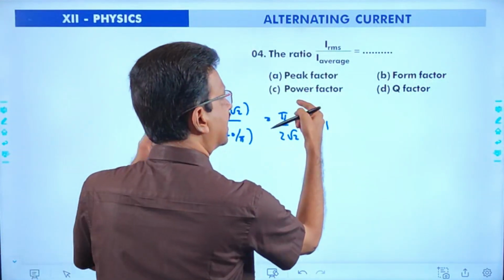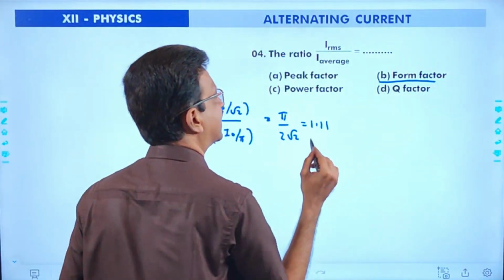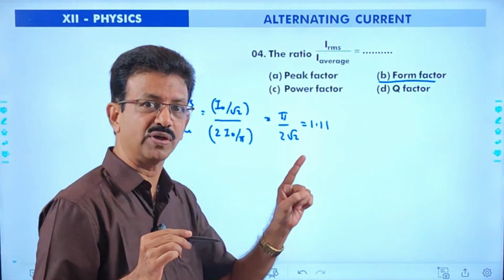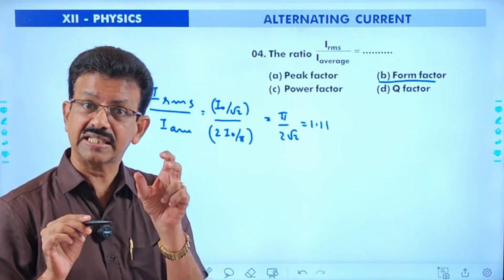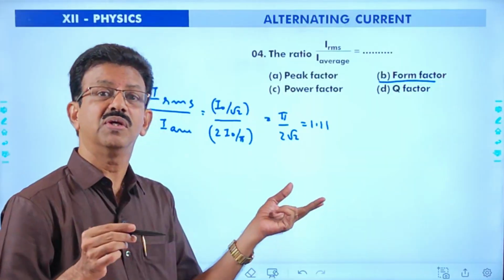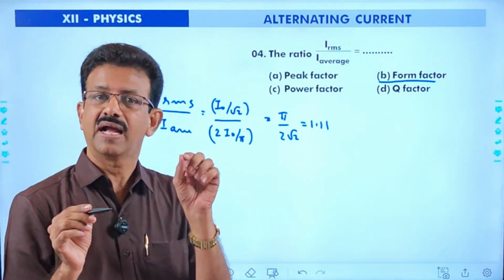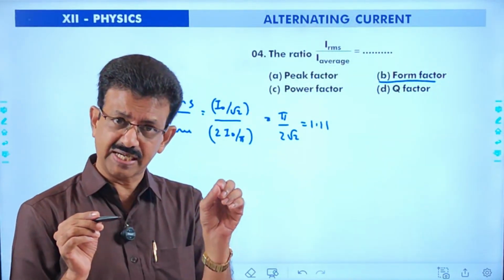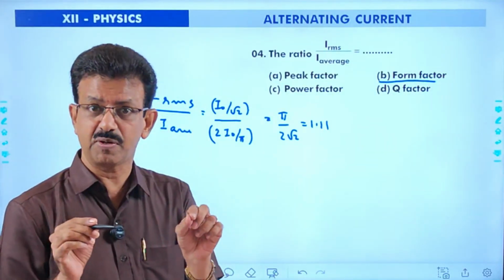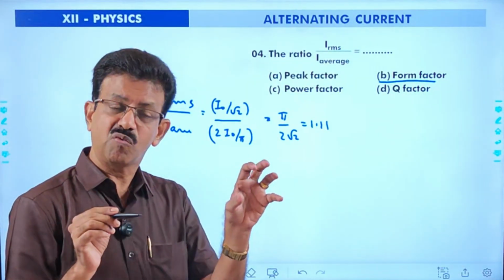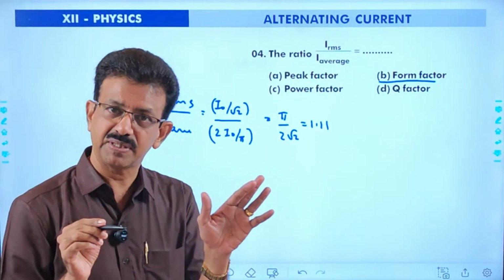Now, the peak factor was already mentioned, the peak value to the effective value. Now the answer is form factor of AC. Therefore, the correct choice is B. Here two more choices are there. Power factor is a correction factor given to the apparent value of power to get the average value of power. In an AC supply, the measured values will always be equal to the RMS value. If the voltage is measured, it is the RMS voltage. If current is measured, it will be equal to the RMS value of current.